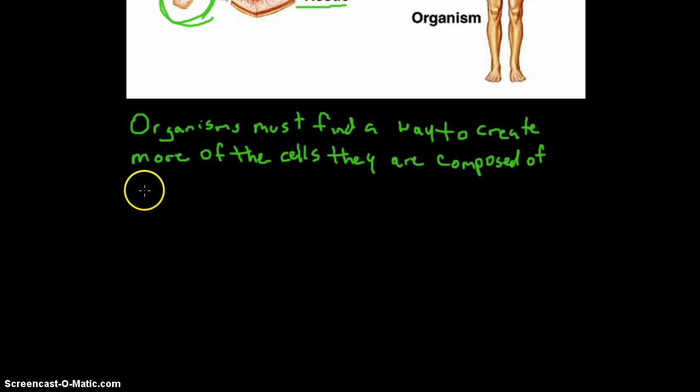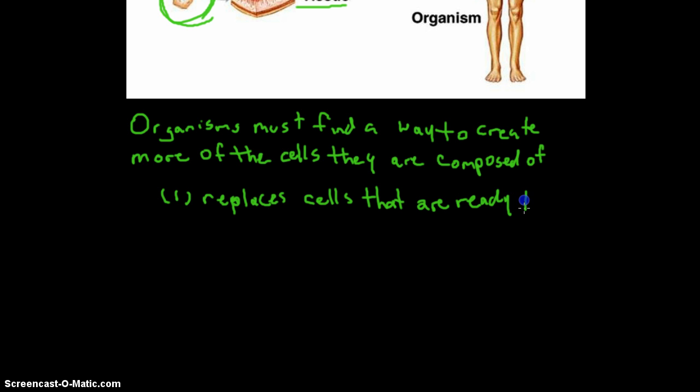And there's two reasons why organisms have to make new cells. Well, the first reason is that it replaces cells that are ready to retire.